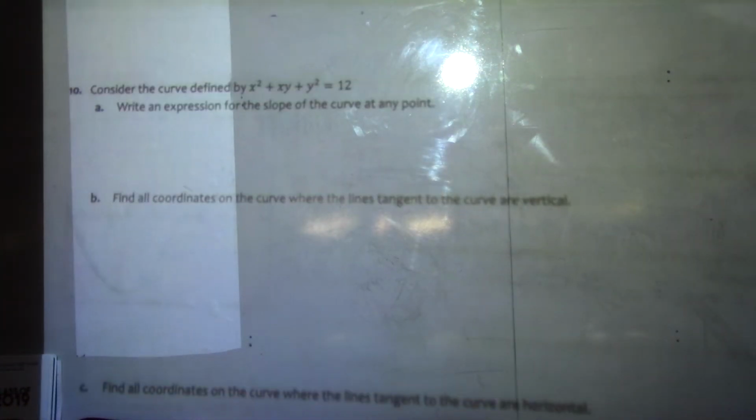Alright, writing an expression for the slope, so that's just asking for dy dx. So take the derivative: 2x plus 1y plus x dy dx plus 2y dy dx equals 0. Subtract over, so I've got negative 2x minus y over x plus 2y.